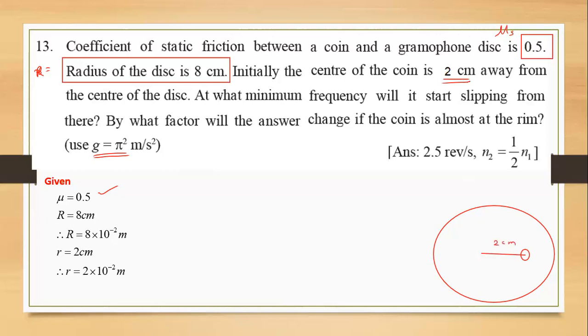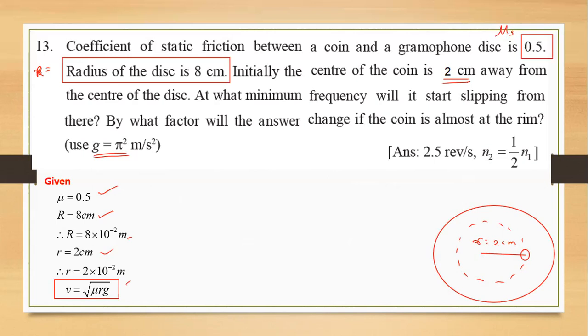As the disc rotates, this coin also rotates like this. So I consider this 2 centimeter as a small r. Okay, 2 centimeter you can see here. And capital R is the radius of this gramophone disc. So they are in centimeter, we convert into meter. So we can use the formula v is equal to under root mu Rg.